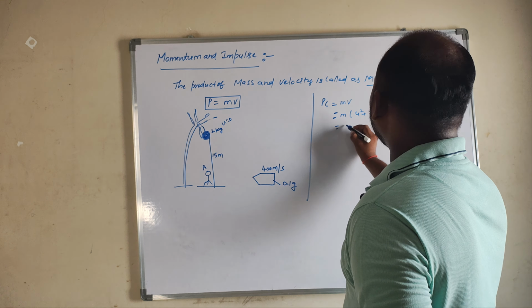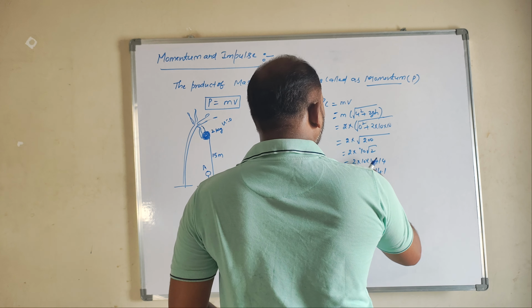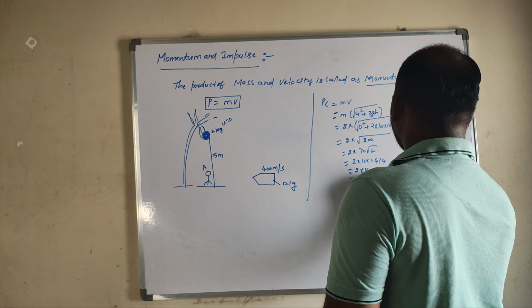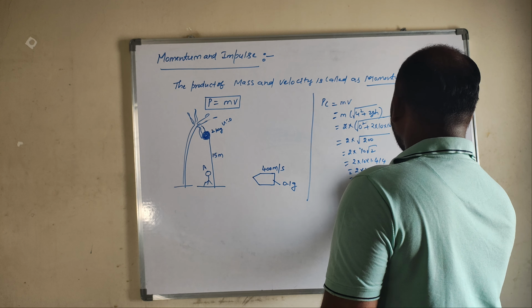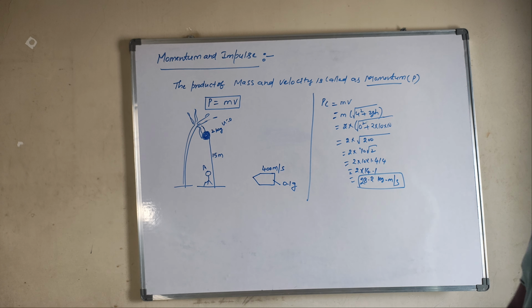So 2 into root of 200. Root 200 is equal to 10 root 2, which is 10 into 1.414, so let us assume 14.1. So 2 into 14.1 is 28.2 kg meter per second. So the momentum of the coconut is 28.2 kg meter per second.